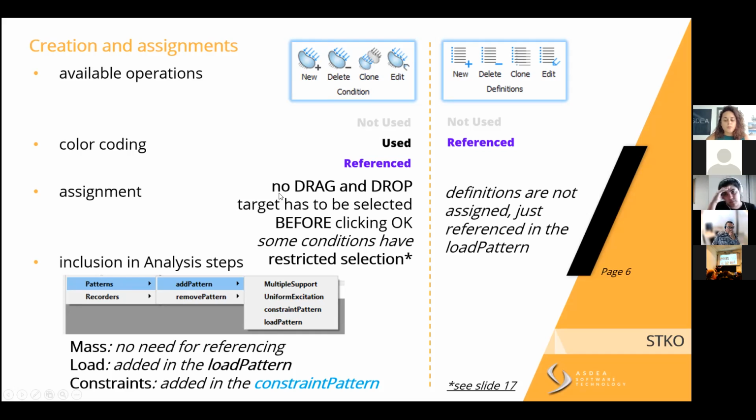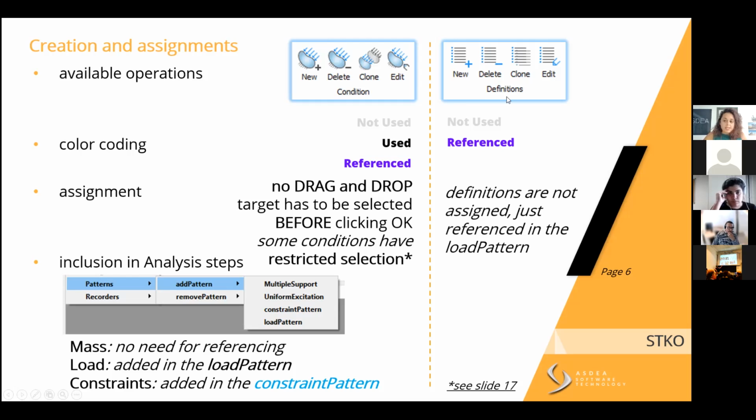You do not drag and drop from the work tree, but you select your target before clicking OK in the editor. Some conditions, as you may have noticed, have restricted selection. So when you are inside of the editor, you will be able to select only a few things. So for example, only edges or only faces. This we will talk about later on in the presentation.